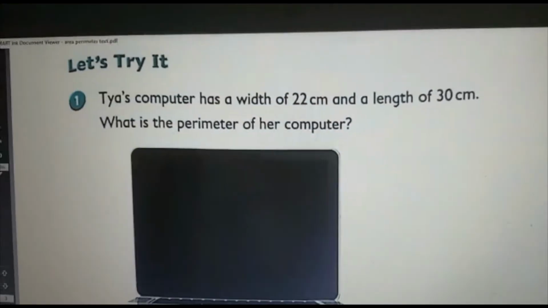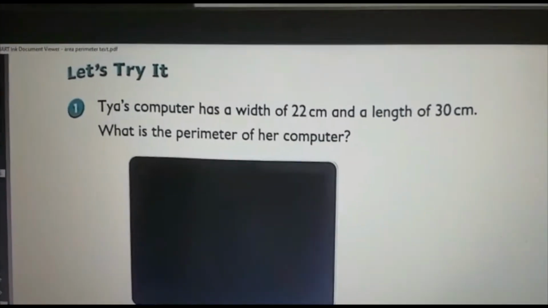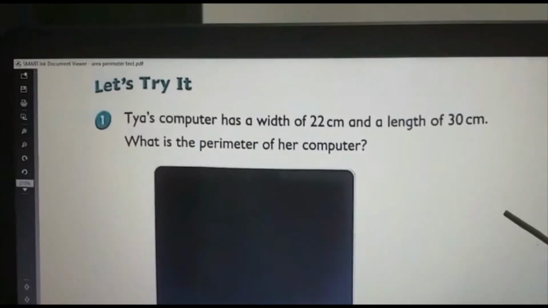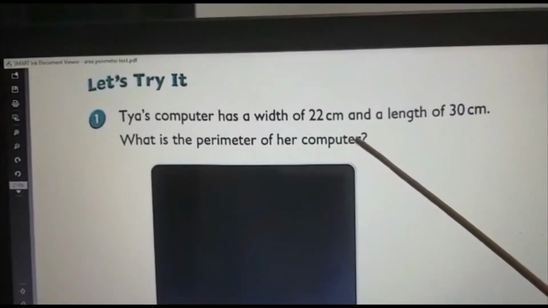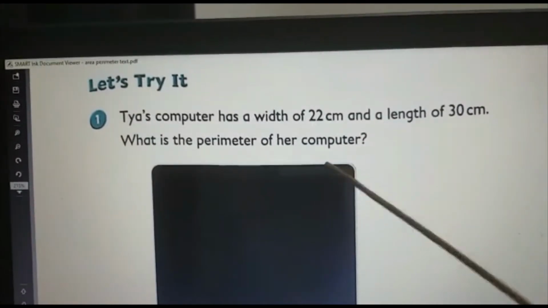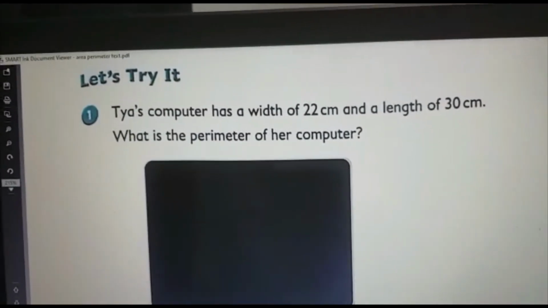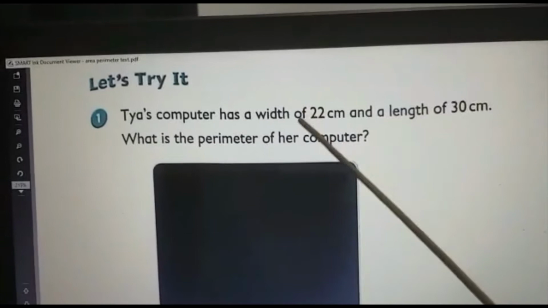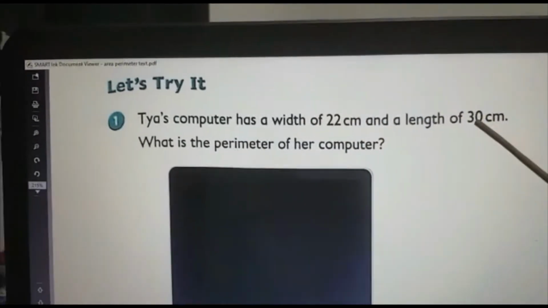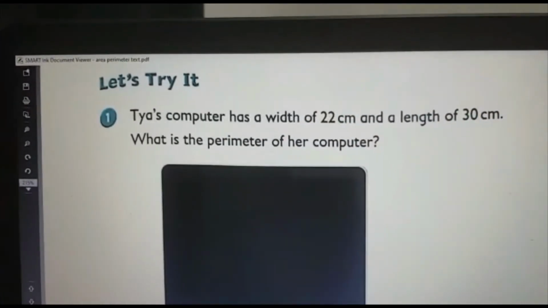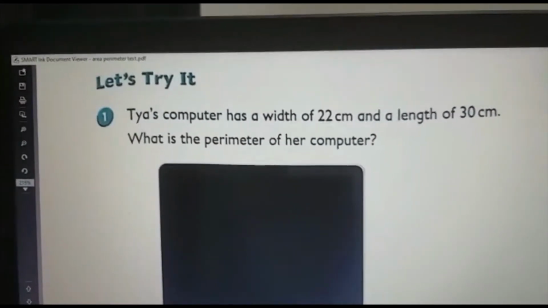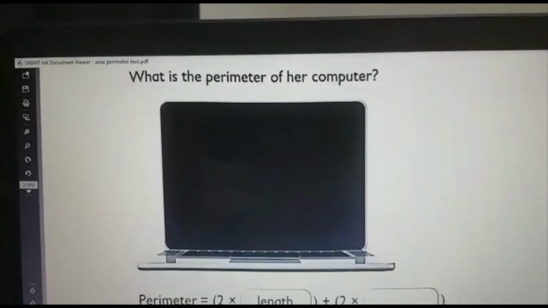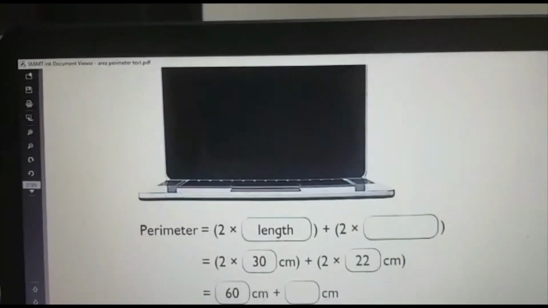Okay. Now we can go through some practice sums in page 223. So what's the question? Tia's computer has a width of 22 centimeter and the length of 30 centimeter. What is the perimeter of her computer? It is very easy for you. You know what is width and you know what is length. And we know 2 times width plus 2 times length give you the perimeter. Is it? Always learn the equation by heart. This year you are only studying 2 equations. So it is very easy for you.